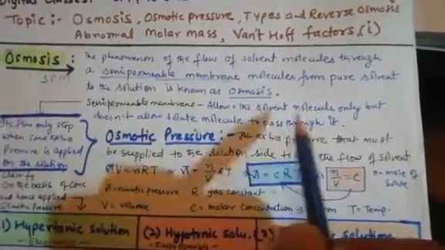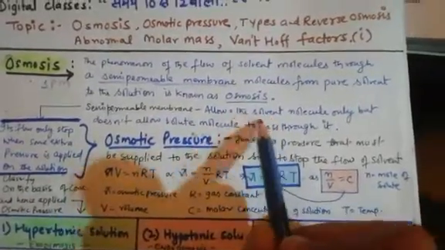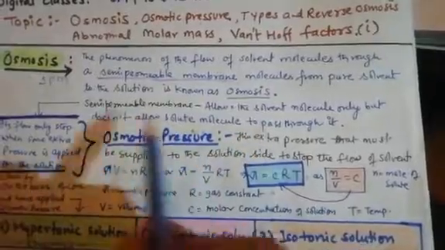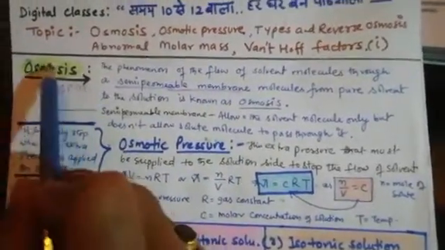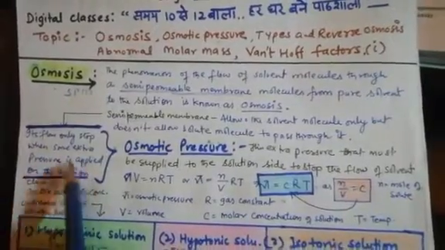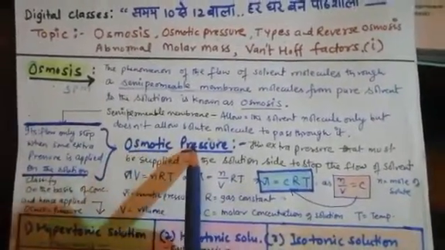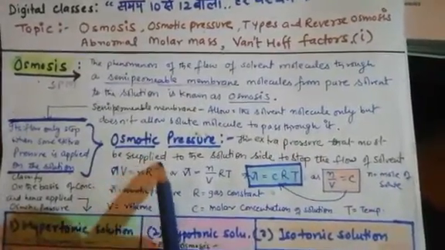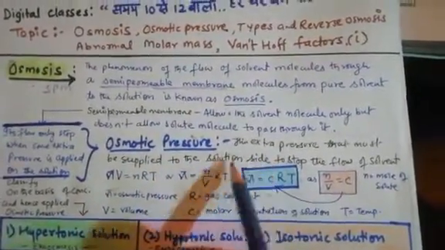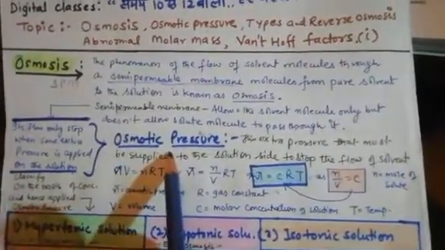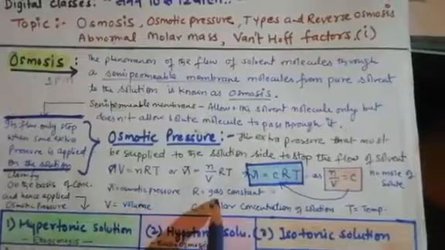As you know, in a solution there is solute and solvent. The membrane allows the solvent only, not the solute, and in this process some extra pressure is applied. The extra pressure that must be applied to the solution side to stop the flow of solvent is called osmotic pressure. We already discussed this numerically yesterday.